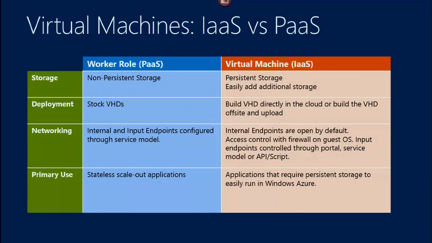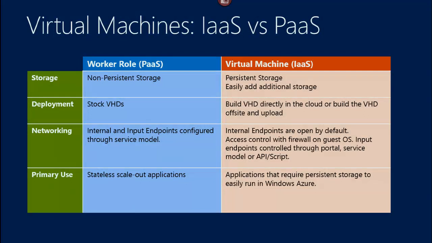Then you can see some other ones. Networking, I gave you one example. The way you discover topology is different. But there's also configuration of the connections between the virtual machines, which is done using a model in the PaaS world, whereas in the IaaS world, you just open firewall ports. And then you can see the primary use, targeted at different things.